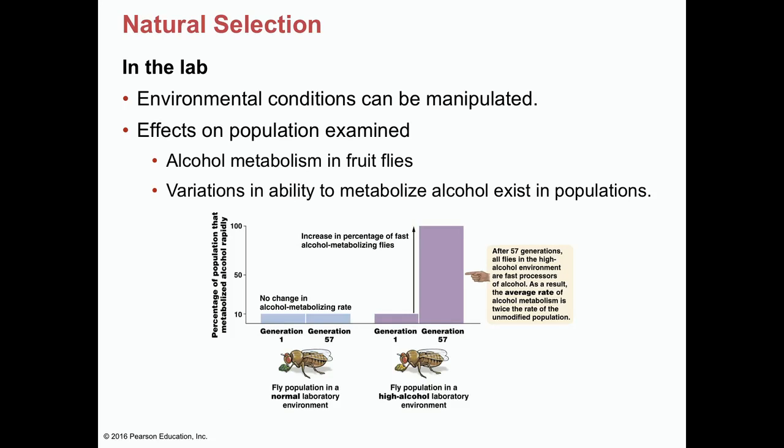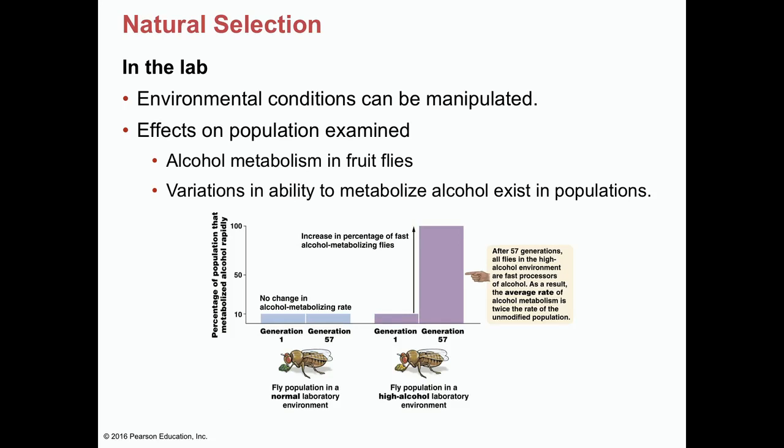high alcohol metabolizing flies. And the reason for this is that flies that could not metabolize that alcohol were not as successful. They were not able to reproduce. They might have died before they had the ability to reproduce, and therefore those 10% of flies that could already metabolize alcohol were more successful at reproduction, and over many generations their offspring became the dominant or predominant individuals in that population.